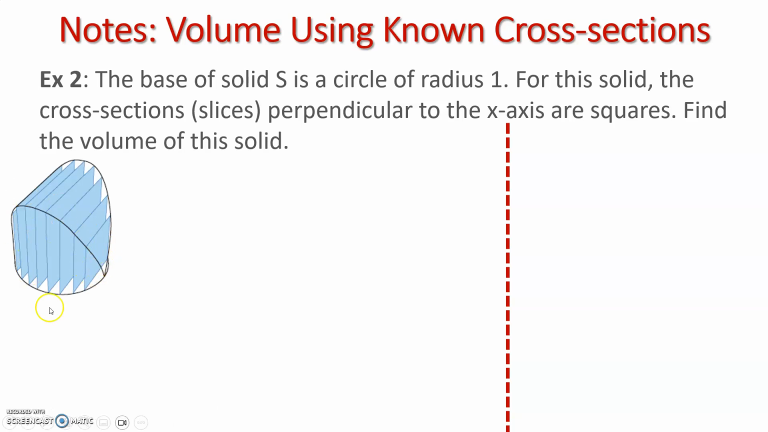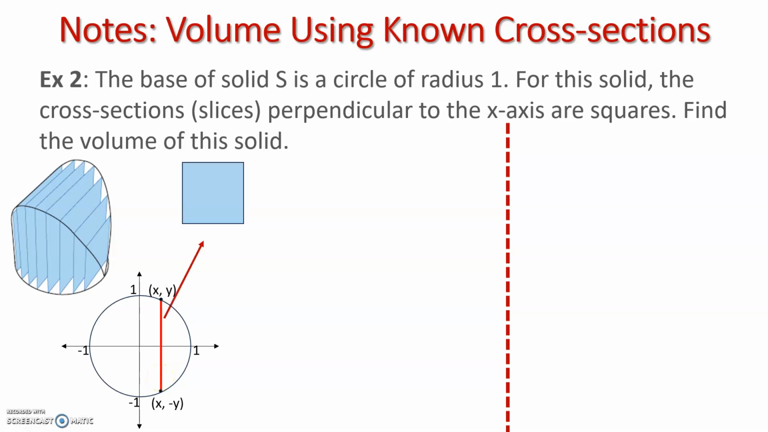So we have this circular base, and coming up out of that circular base are these squares. And I want you to imagine an infinite number of squares filling up this space. These are just a few samples. Now, looking at this from above, a two-dimensional perspective, we've got this circular base, and this red line represents a sample square. Okay, now let's pull that sample square out.